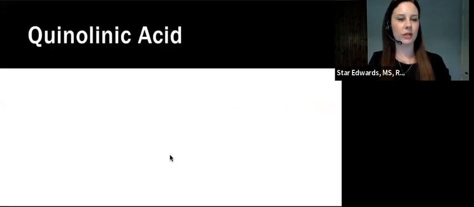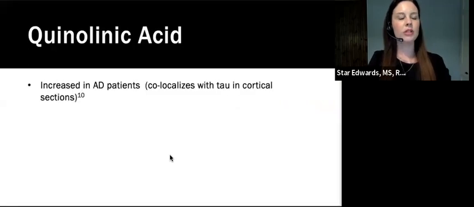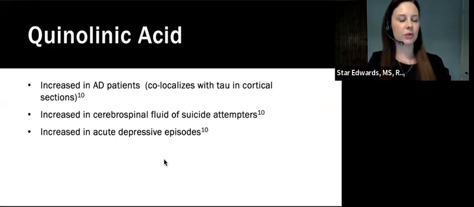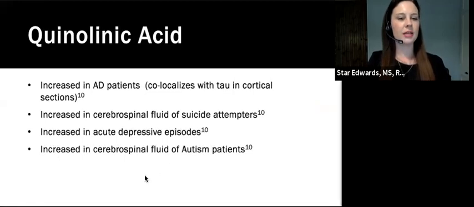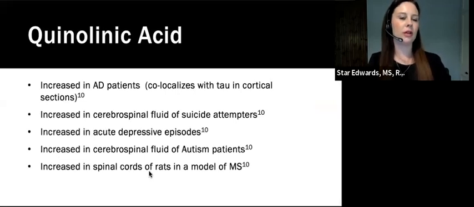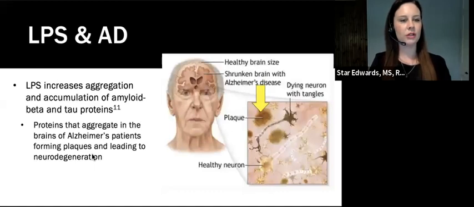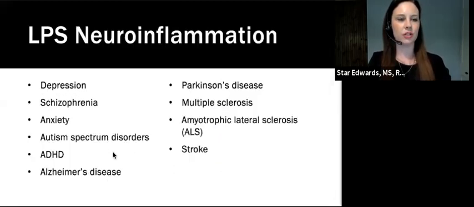And if you aren't familiar with quinolinic acid, the neurotoxic pathway, we do find that it's elevated in Alzheimer's disease patients, and it actually co-localizes with tau in cortical sections. It's increased in the cerebrospinal fluid of suicide attempters, in patients with acute depressive episodes, and in autism patients, as well as a model in rats that they used to model MS. LPS also increases aggregation and accumulation of amyloid beta and tau proteins. These are proteins that aggregate in the brains of Alzheimer patients, forming plaques and leading to neurodegeneration.